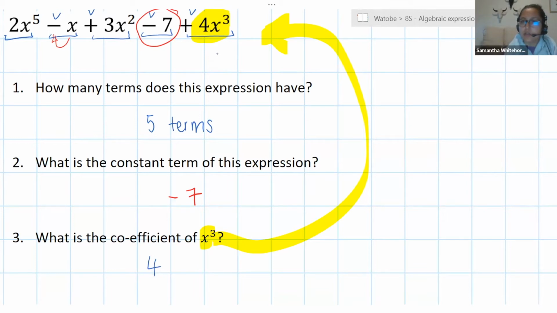So those are the sorts of questions you need to be comfortable with. And that's why it's important that you know that terminology, so that when you see a question like this, you don't have to sit and think, oh no, I don't know what a constant is. You know exactly what it is and you can go in and answer.